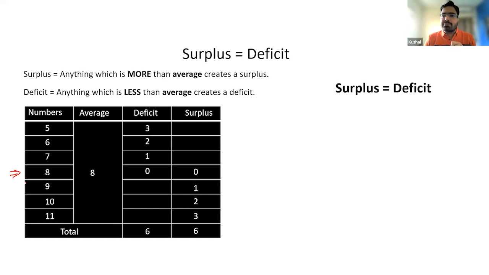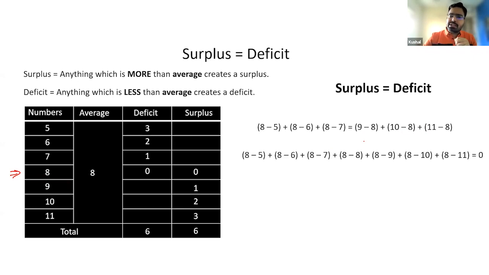Let me put this in the form of an equation, because that is what ultimately we will be using during the questions. So what have we done? We have said 8 minus 5, 8 minus 6, 8 minus 7. This is the deficit part of the equation, which should be equal to the surplus part of the equation, which is 9 minus 8, 10 minus 8, and 11 minus 8, right? Now, let me rearrange this equation a little bit.